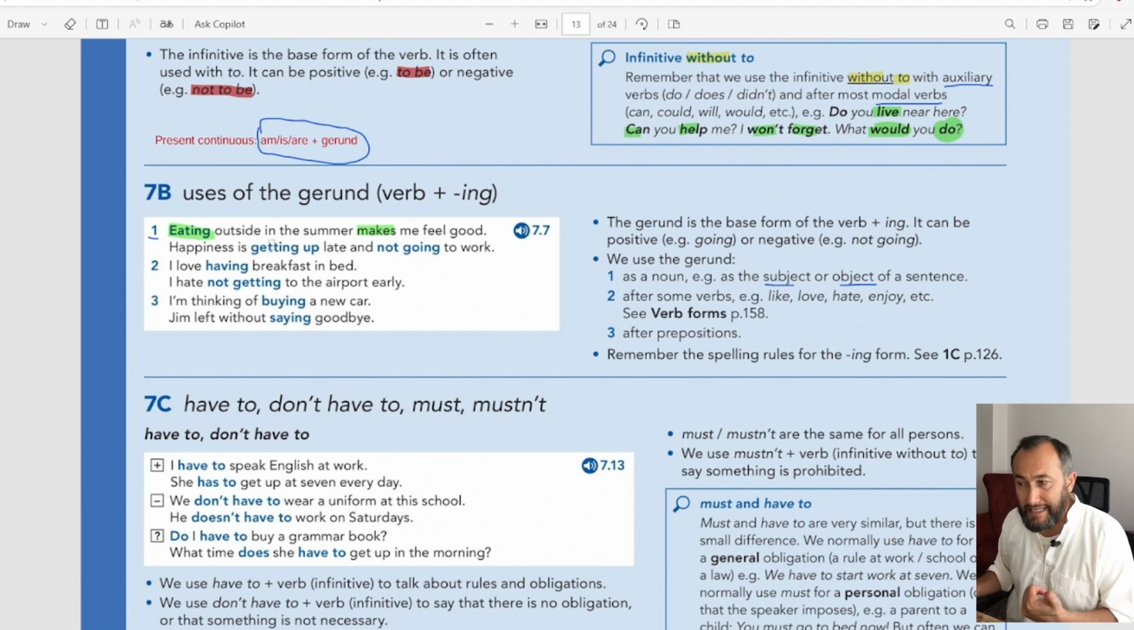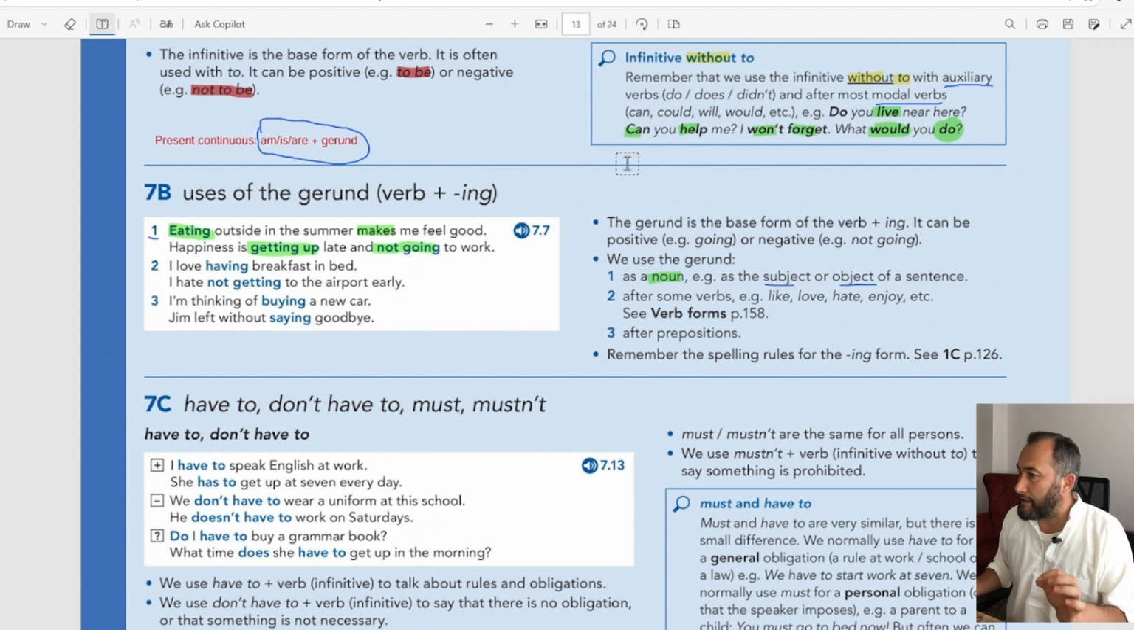Like happiness is what? Noun, what is noun? Noun is a word that answers the question of what and who. So here, happiness is what? Happiness is getting up. So here, getting up is object because it's coming after verb be. We can also say complement, actually. The correct way is complement. And not going, negative, not going to work.